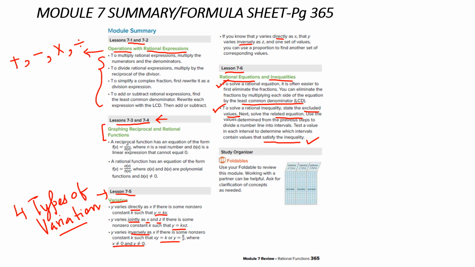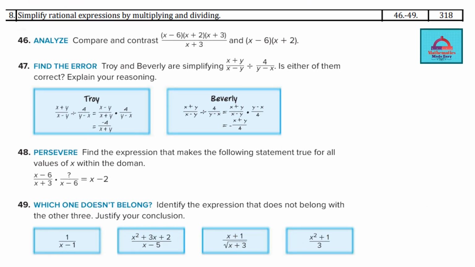So let's start now with questions which are important. We begin with lessons 7.1 and 7.2. This is the first set of important questions for your coming exams, which talks about questions from lessons 7.1 and 7.2. These are on page 318 of your math book if you want to see them, and these are questions 46 to 49.